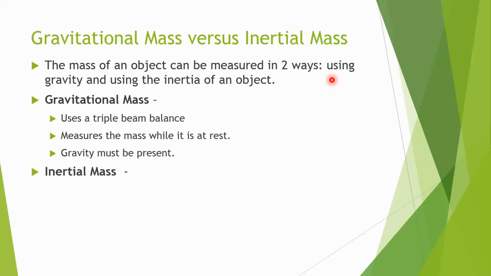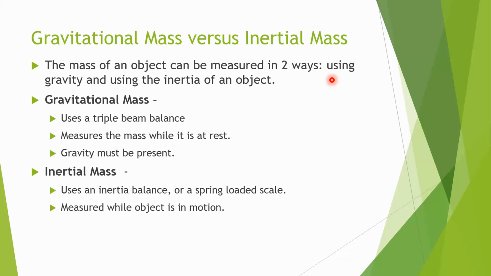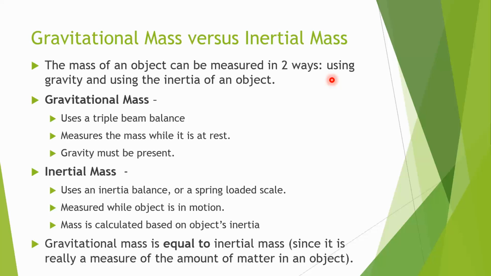But we can also measure inertial mass. Inertial mass uses an inertia balance or a spring-loaded scale. It's just a different type of tool. It's measured while an object is in motion, so you make the object move and you can use that to measure its mass. And the mass is calculated based on the object's inertia. Now note, gravitational mass is equal to inertial mass. They're the same thing because they're only measuring the amount of matter in an object. It's just a different way of measuring it. Gravitational mass is using gravity, and inertial mass is using the motion of the object, or its moment of inertia.